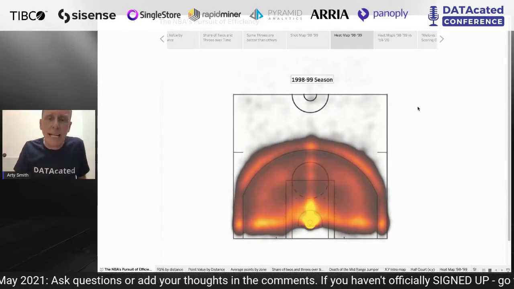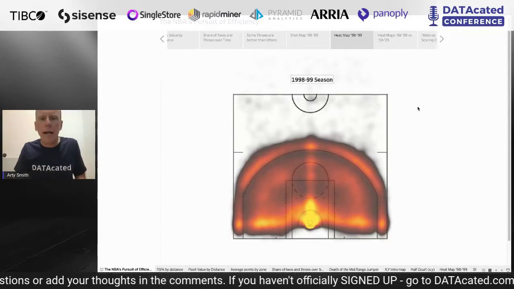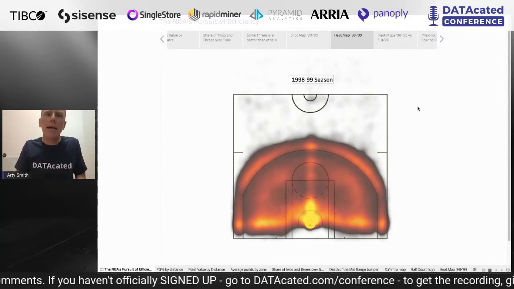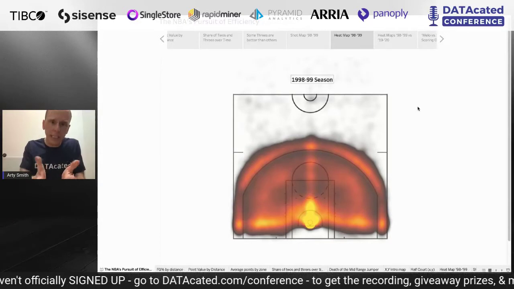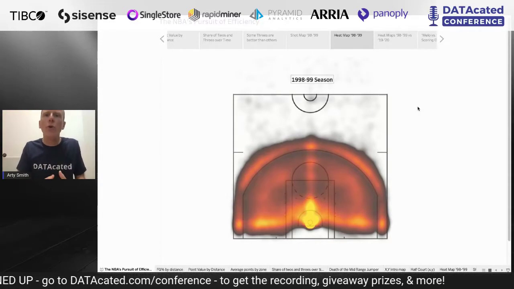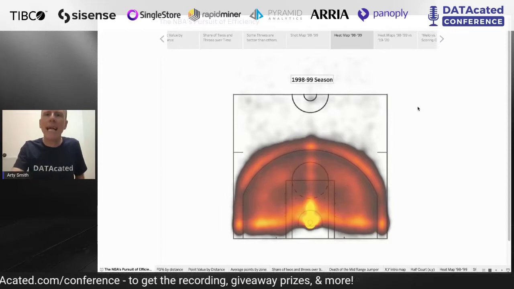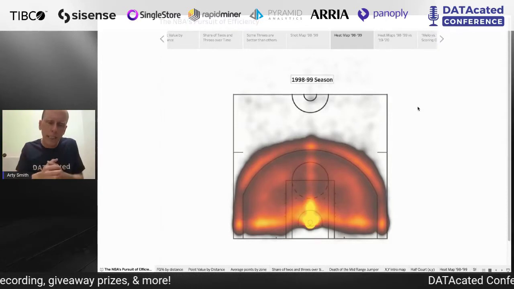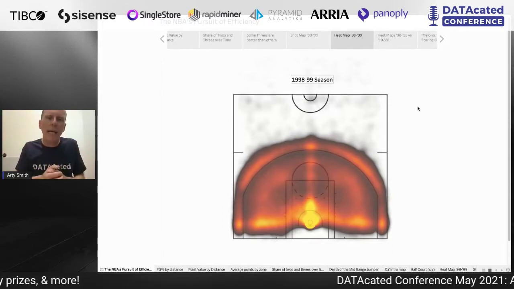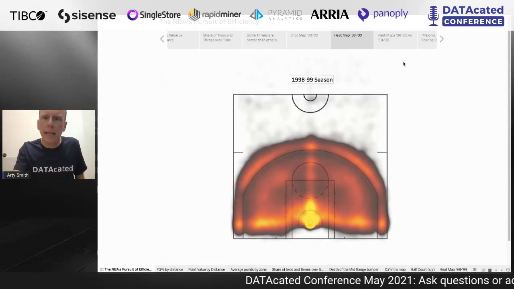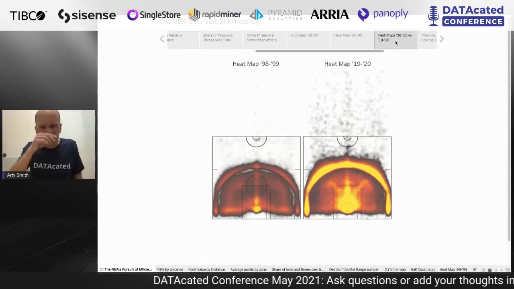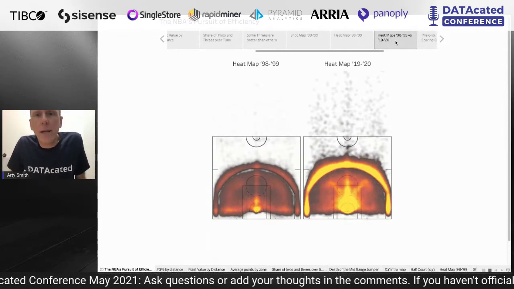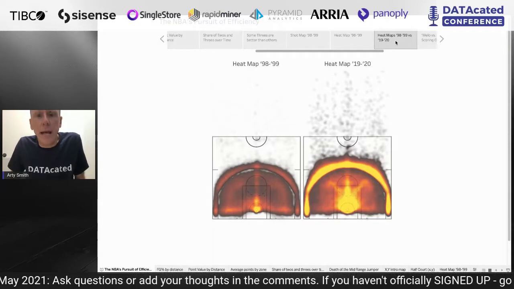This is 1998, 99. This is before the NBA really started to play more efficient basketball. My next graph, I'm going to compare this season, 98-99, to a more recent season, to the 2019-2020 season. I'm going to put them side by side, and I think that when you guys see this, you're going to see how the game of basketball has changed over the years. On the left, we see the old NBA. On the right, we see the new NBA, the efficient NBA.